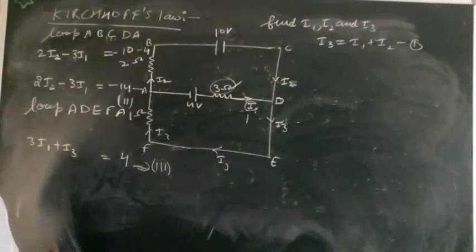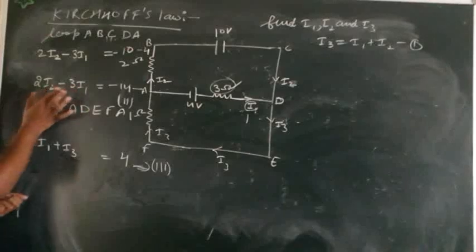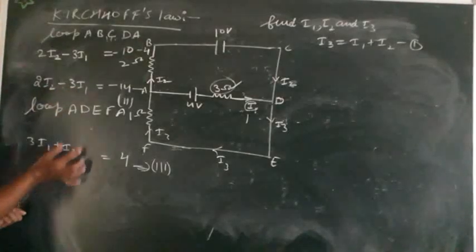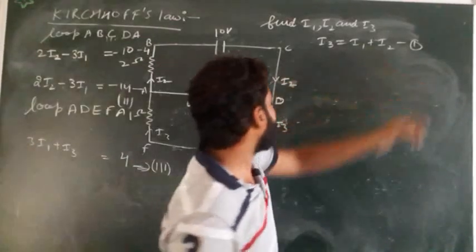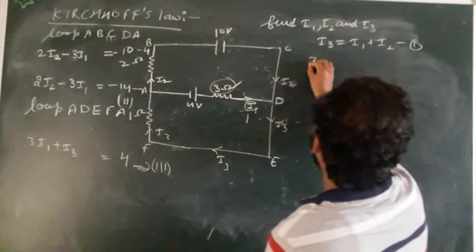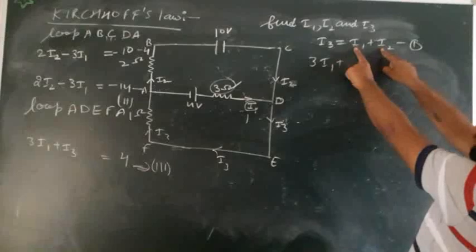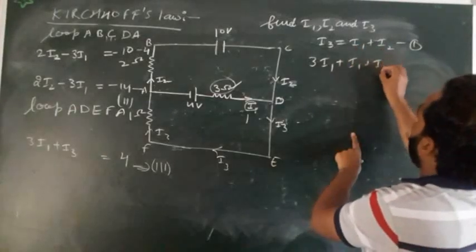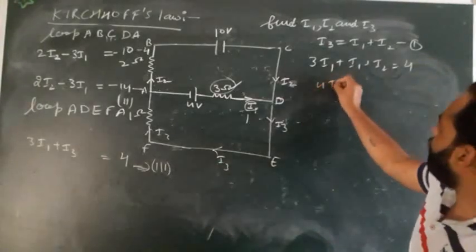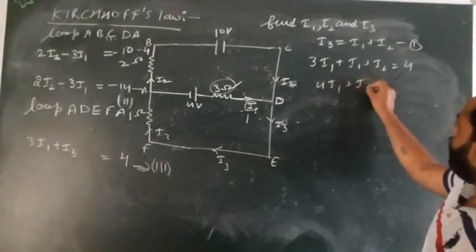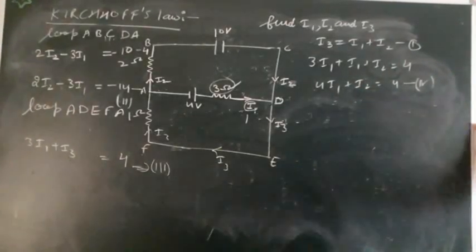So if you want to solve it, simply put the value of I3. This equation is in I1 and I2, and this equation is I1 and I2, there is an I3. So make the two equations the same. So we put here the value of I3. What is I3? I3 is equal to I1 plus I2. What is that equation? That equation is 3I1 plus I3. In place of I3 I will put I1 plus I2. Here comes out to be 4I1 plus I2 is equal to 4. So this is your equation number 4.